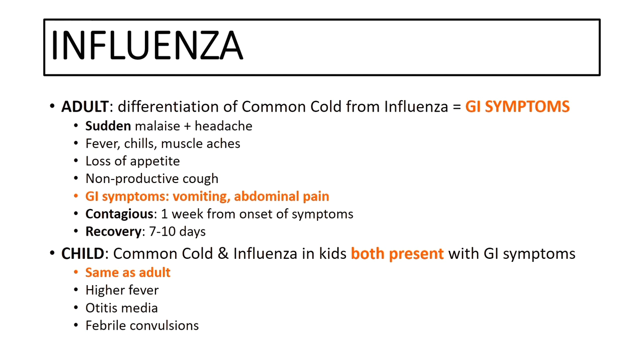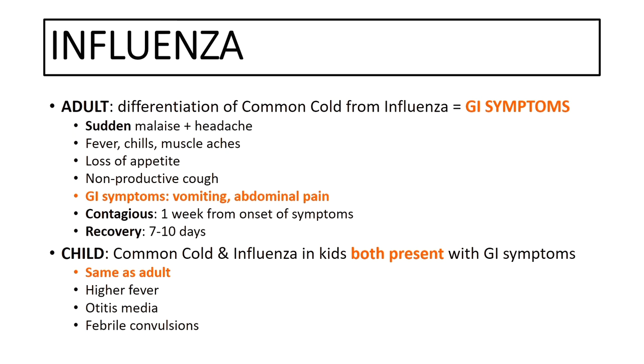So influenza is a virus we're going to talk about in just a second. It causes respiratory infections, and we have to differentiate it, as far as adults and children, from your common colds. Adults, it's easy because common colds don't cause GI symptoms. If you have common cold-like symptoms plus GI symptoms, you're mainly talking about influenza. However, remember, our adenovirus also causes GI symptoms. So this is something you've got to be careful of.